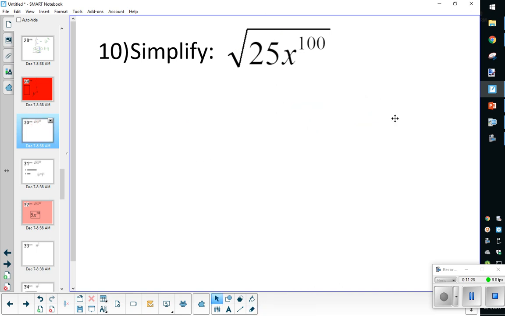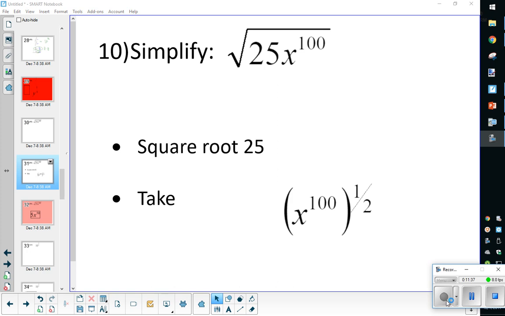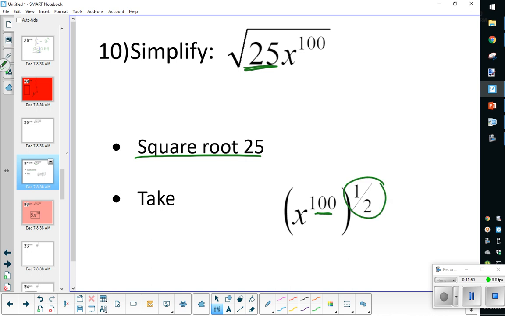Square root of 25 x to the 100 power. Simplify that. Remember that the square root sign, we can take square roots of numbers, no problem. You can just take the square root of 25. But x to the 100th power is really like x to the 100th power to the 1/2 power. Remember, square root and 1/2 are the same.